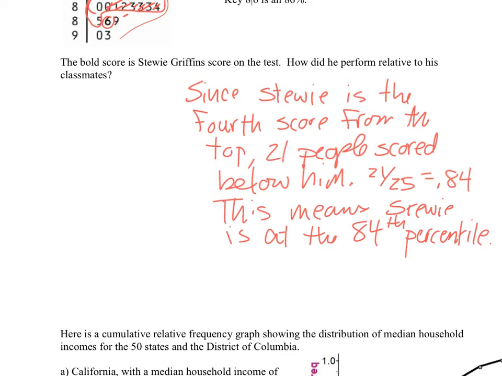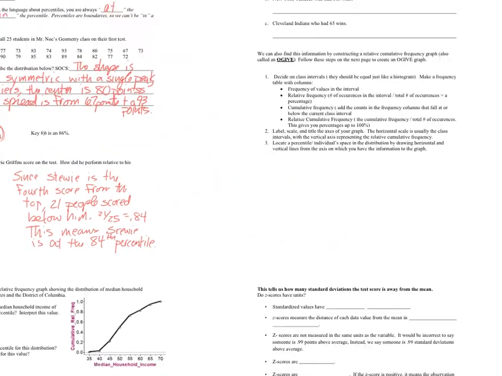And a lot of people want to take 22 divided by 25, but that's not where Stewie's at. He didn't beat 22 people, right? A percentile refers to the number of people that you scored better than, and he scored better than 21 out of the 25. So don't count 22, because he didn't beat himself, essentially. So yeah, so cool.